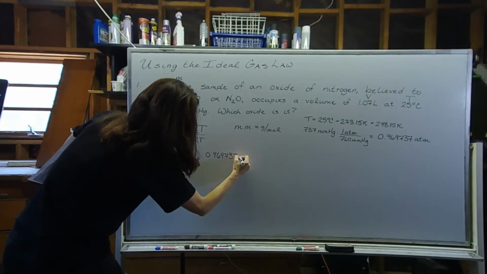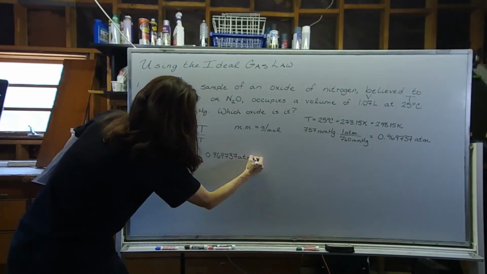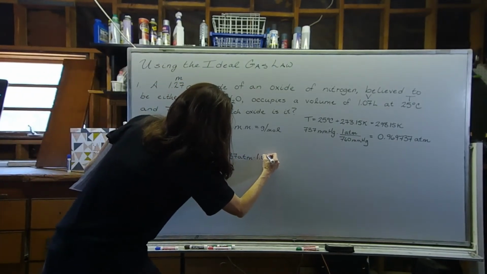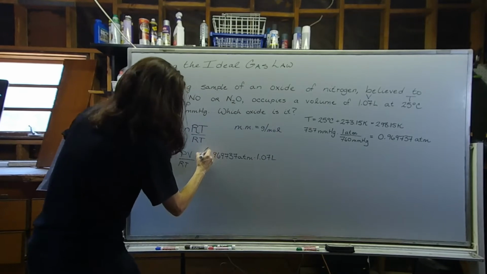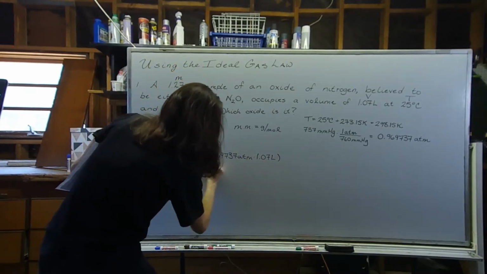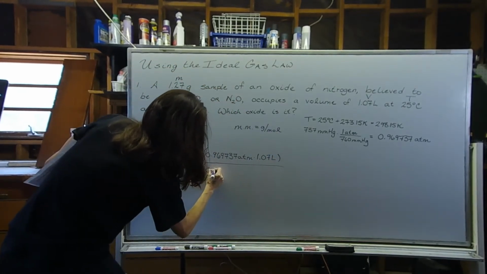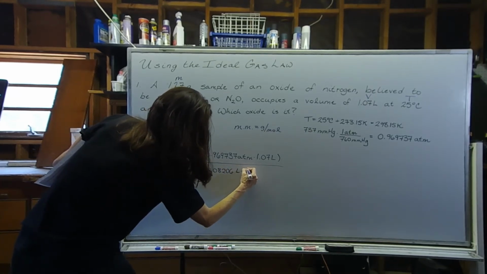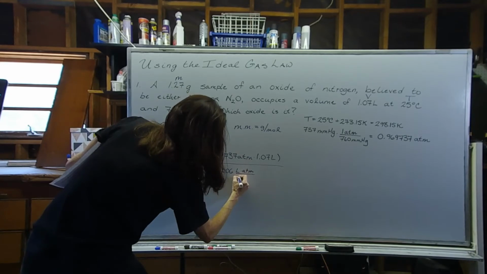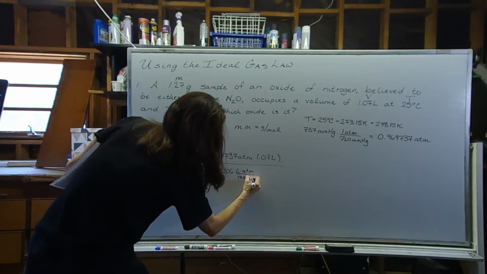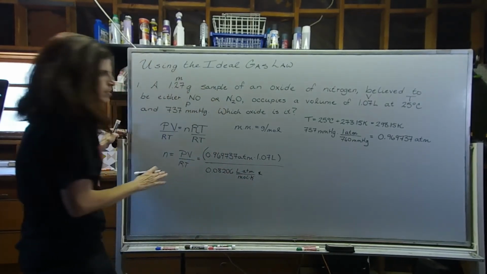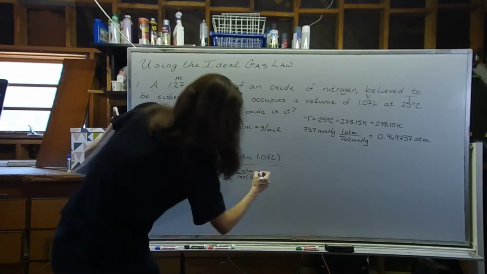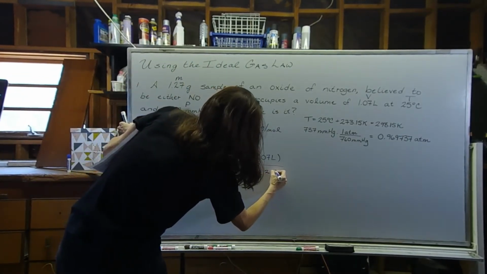So we're going to use 0.969737 atmospheres times the volume, which is 1.07 liters, big set of parentheses up here, divided by 0.08206, my R value, liters times atmospheres over moles times Kelvin, times the temperature, which I made sure to convert to Kelvin. So we're going to use 298.15 Kelvin.